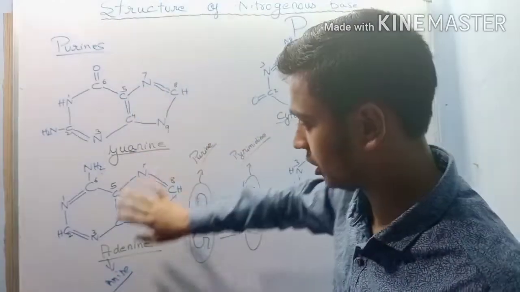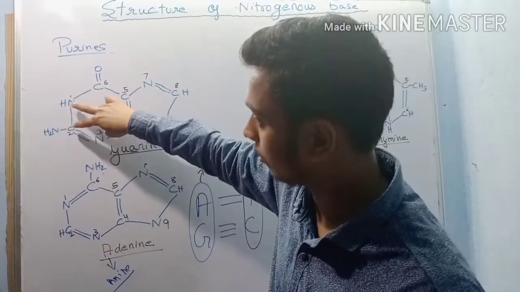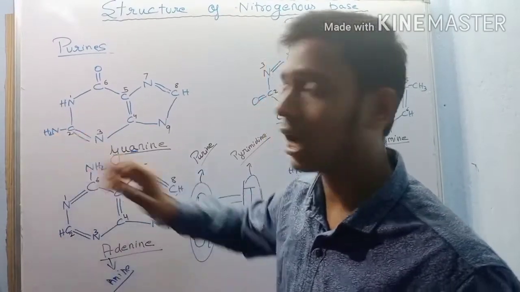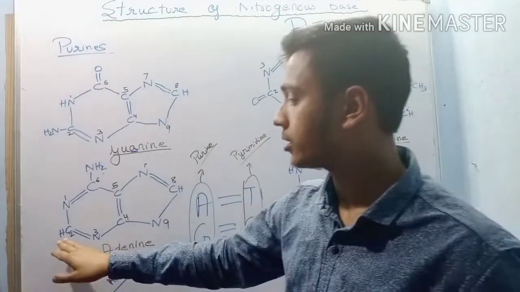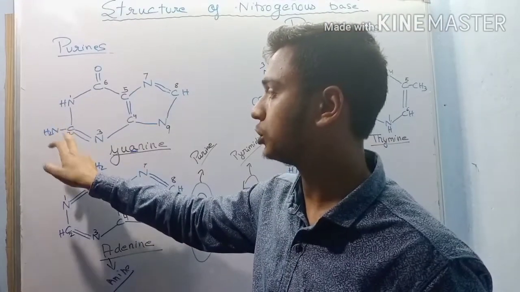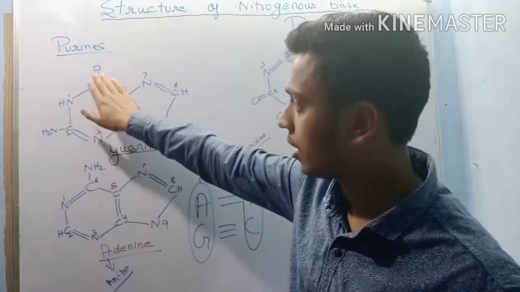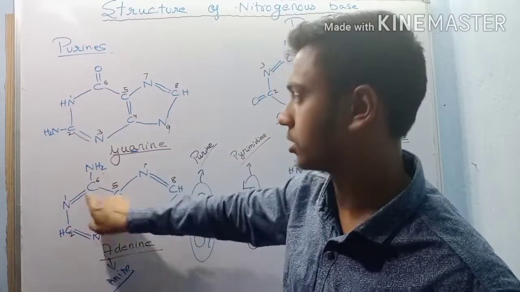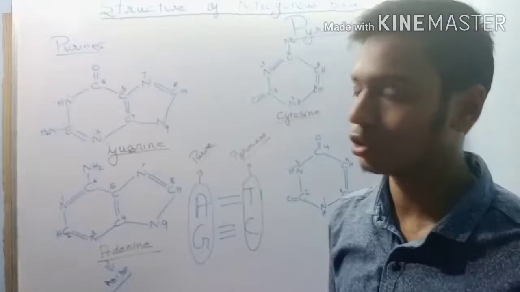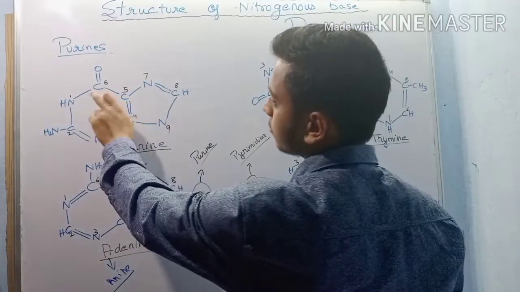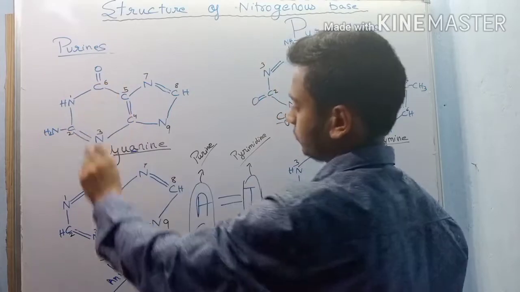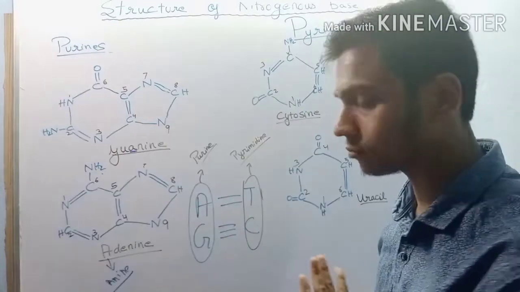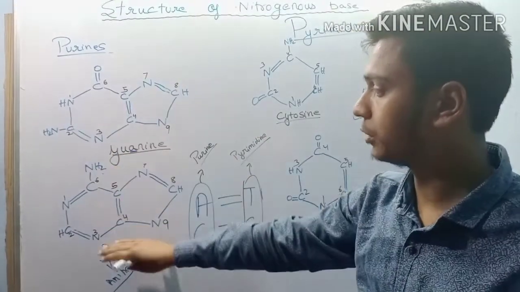Next, all other things are the same. The only other difference is NH: here N is present, and here NH is present. And here NH2 is in the second carbon, that is the second position. Here CH is present, and in the second position of the carbon, NH2 is present. That's it. Only three things you have to remember: 1, 2 and 6, here also 1, 2 and 6, and all other things are similar. And you have to remember that nitrogen is present in 1, 3, 7 and 9. That's over. You can just remember the purine.